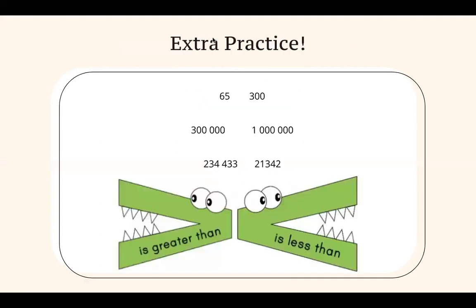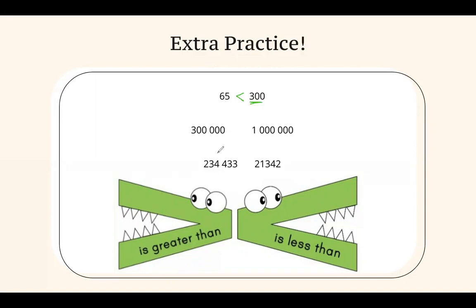And so in this case, we're going to draw and show what the alligator wants to eat. All right. So we have 65 or 300. Which of these numbers is greater than or less than? So is 65 greater than 300 or is 65 less than 300? 65 is less than 300. The gator, again, wants to eat the largest number. 300 is that large number.